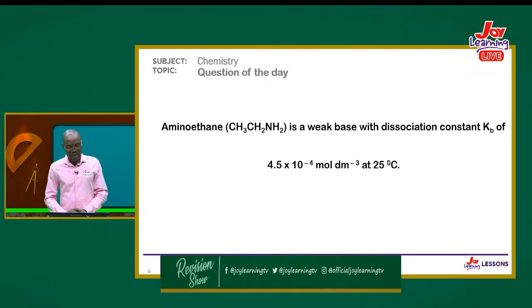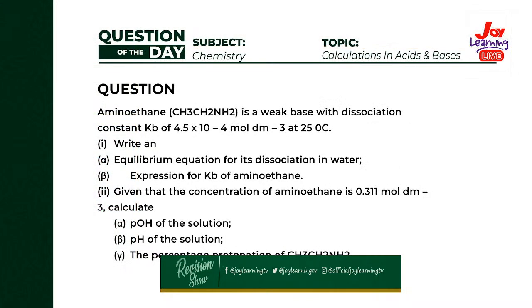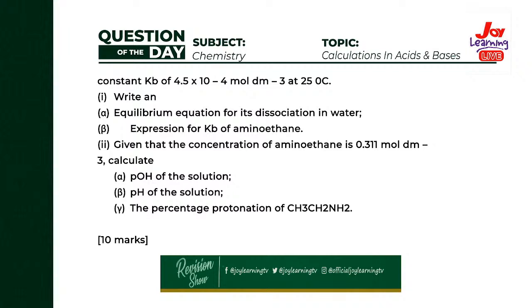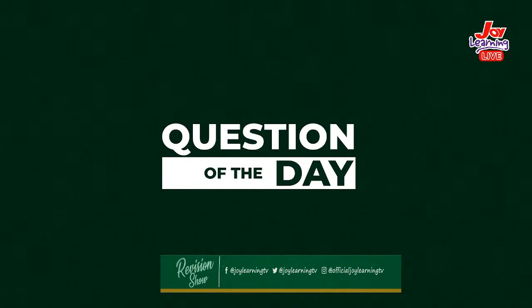Aminoethane, CH3CH2NH2, is a weak base with dissociation constant Kb of 4.5 times 10 power negative 4 mole per dm cubed at 25 degrees Celsius. (i) Alpha: write an equilibrium equation for its dissociation in water. Beta: write an expression for Kb of aminoethane.